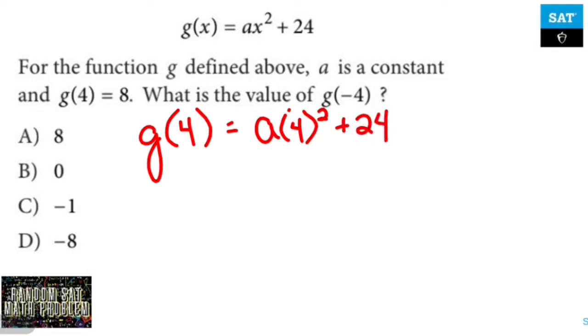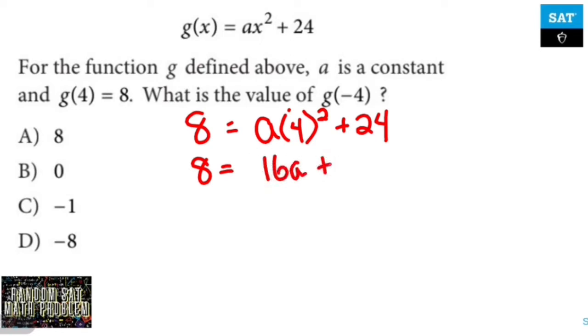Now what I also know, and I'm going to go back here, is that g of 4 is 8. So I'm just going to turn this into 8. What this is going to do for me is allow me to solve for a. So 8 is equal to a times 4 squared, which is the same thing as 16a plus 24.